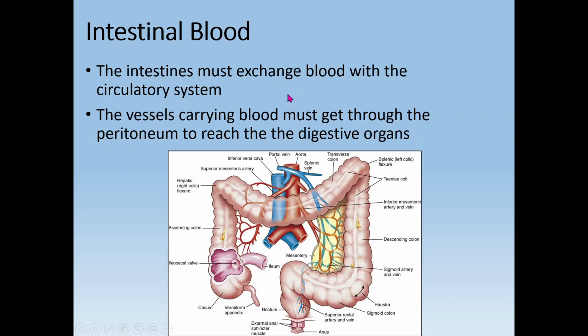Now, that peritoneum is going to cause a little bit of difference compared to the pleura and the pericardium, because we have multiple organs sitting in the abdomen inside this peritoneum. We need to have a way to get blood to all of those organs. Again, all of our nutrients are coming through that system, so we need to have an efficient system for that. So these blood vessels need to get through that peritoneum in order to reach each of the digestive organs.